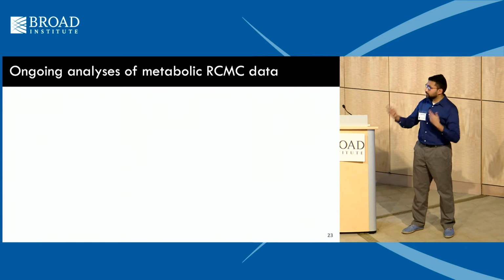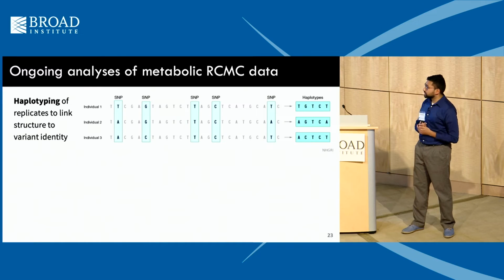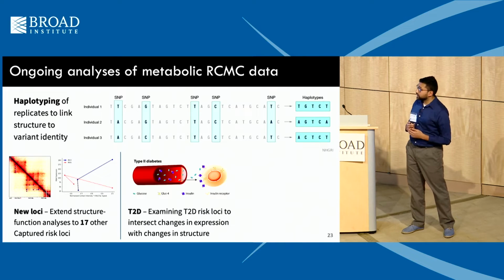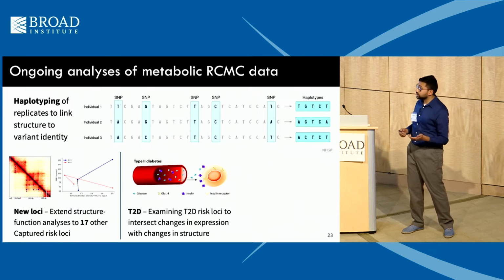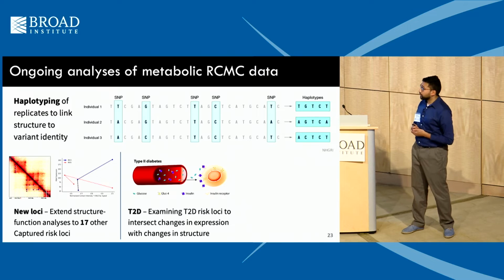And so just to summarize this part of the talk, we're working on these haplotyping calculations, looking at these 17 other loci. Many of these other loci are implicated as type 2 diabetes risk loci, which allows us to step into a whole other space for metabolic disease.